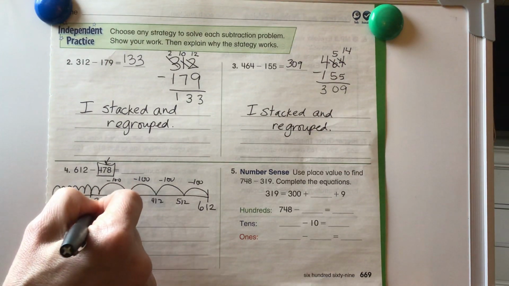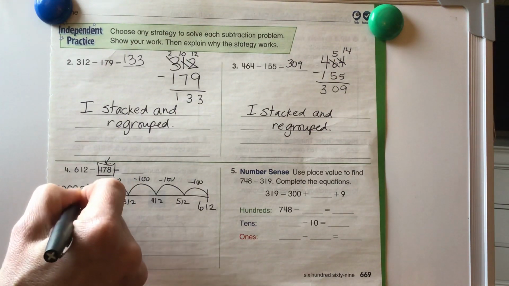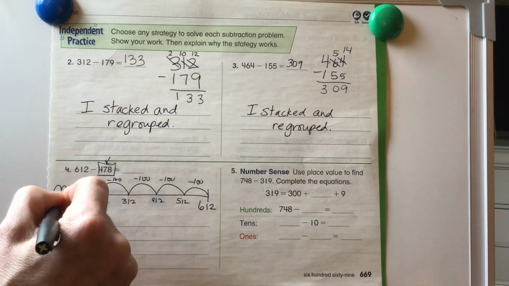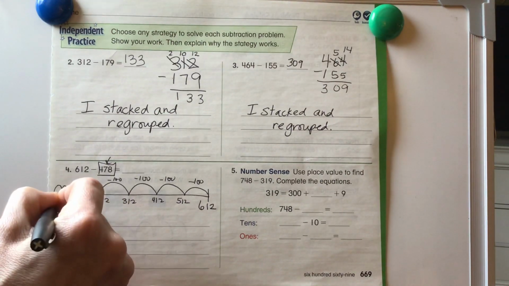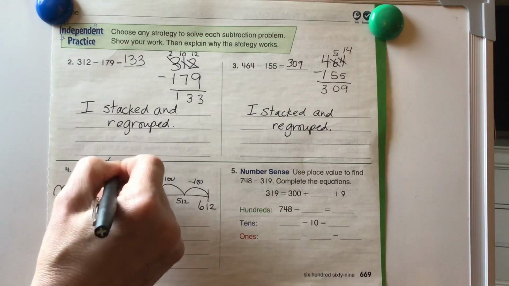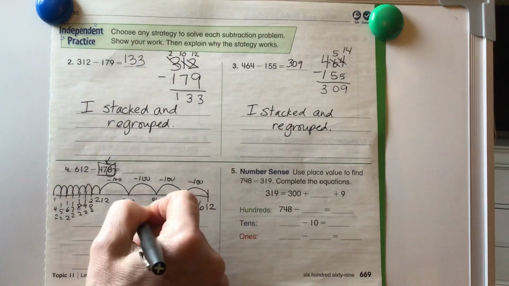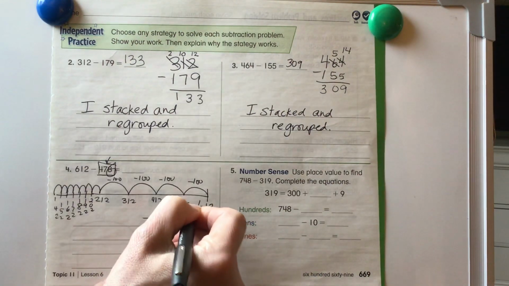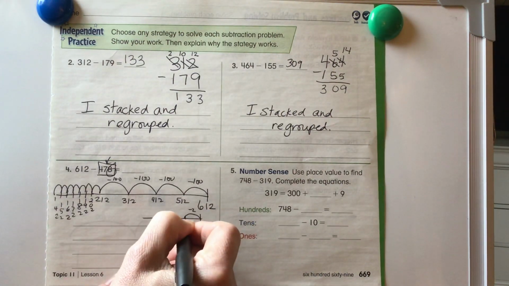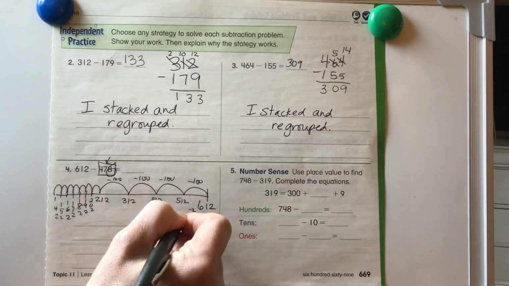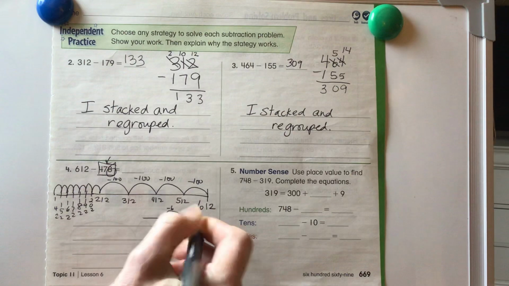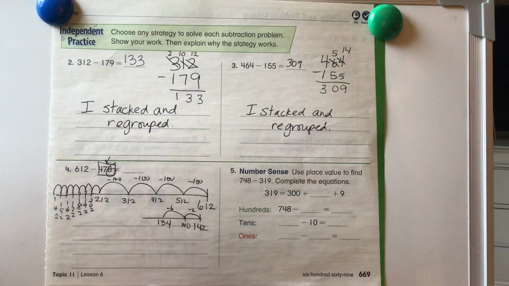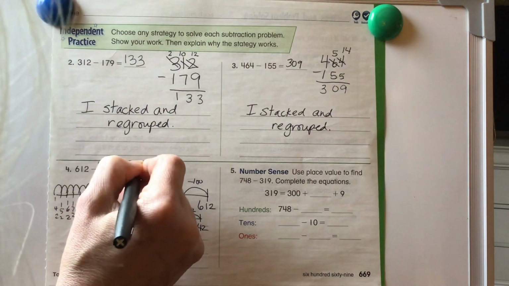So that becomes 202, 192, 182, 172, 162, 152, 142, and then I need to subtract 8. So I have 142. I'll restart at 142 minus 8. What I'm going to do on this one is subtract 2 here to get me to 140. But I really need to do 8. So 2 plus 6 equals 8. So that puts me at 134 as my difference.